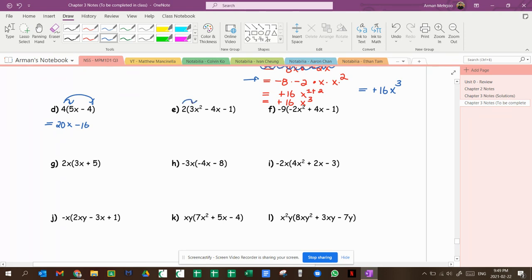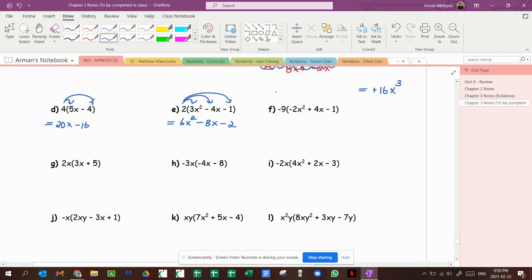For example, E, I have to distribute the 2 to 3 separate terms. So 2 times 3 is going to be 6, and I carry that x squared. 2 times negative 4 is negative 8, and I carry down that x. And then 2 times negative 1 is negative 2.